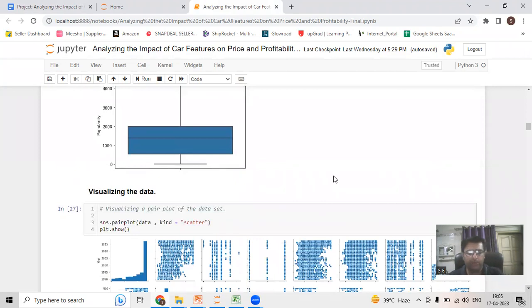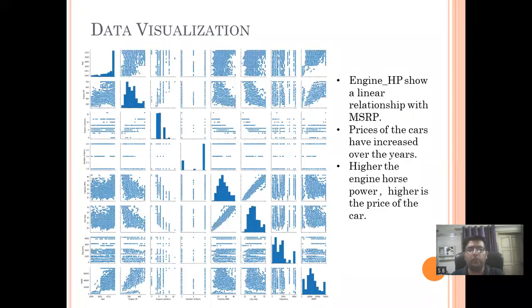Now coming on to the visualization part. Visualization was also done in the Python Jupyter notebook. This is a pair plot which was created by me to find out the relationship between different columns. The insight which I found with the help of this pair plot is engine HP shows a linear relationship with MSRP, which is our price. So engine HP shows a linear relationship with price, which is also our first and foremost assumption for the creation of our linear regression model.